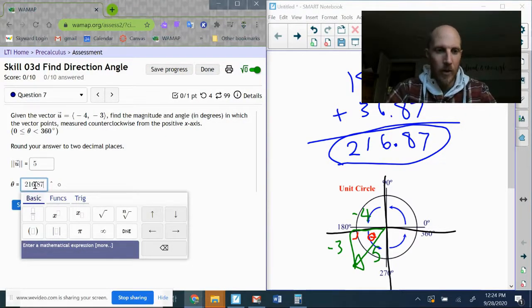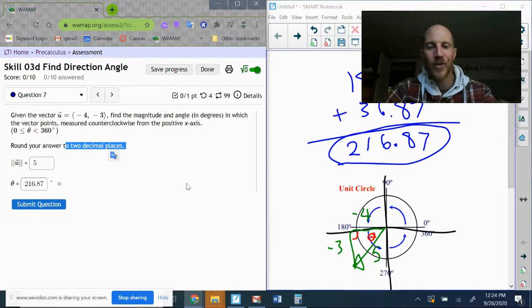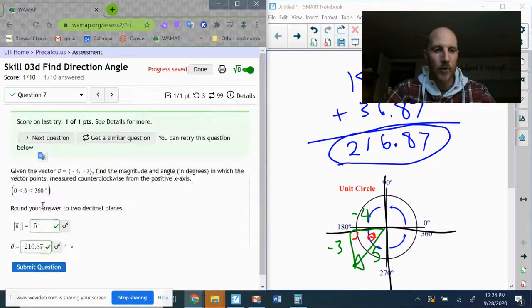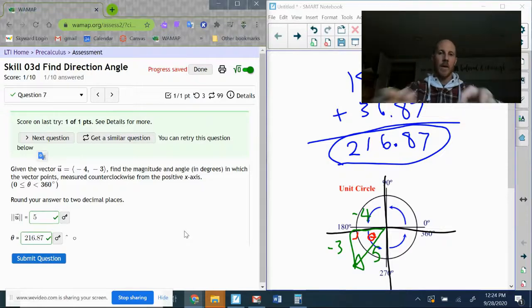So let's just type that in here. 216.87 degrees, round my answer to 2 decimal places. I rounded correctly to 2 decimal places. Submit, bam, yeah. All right.